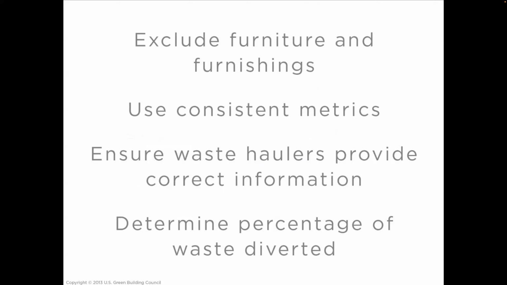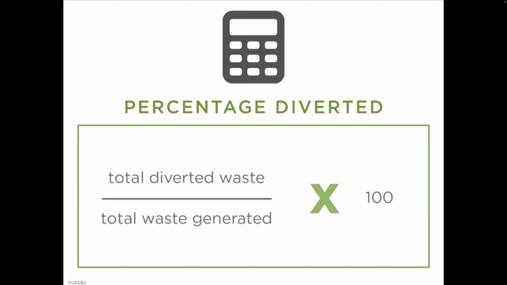Use consistent metrics. For waste diversion, it's either by volume or by weight. The most common way is by weight. And ensure waste haulers provide correct information and determine the percentage of waste diverted. There are a couple of ways to do this. One is by a waste audit. If your trash is collected once a week, let's use that as an example, you collect all the trash right before it gets picked up. In order to meet this, you basically have to have a recycling policy, recycling, composting, and so forth. And you measure how much the weight of the waste stream is.